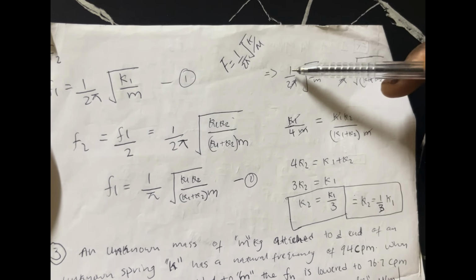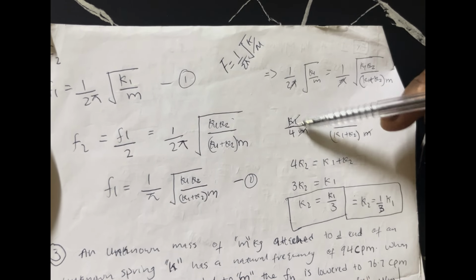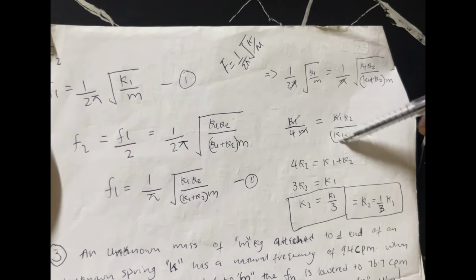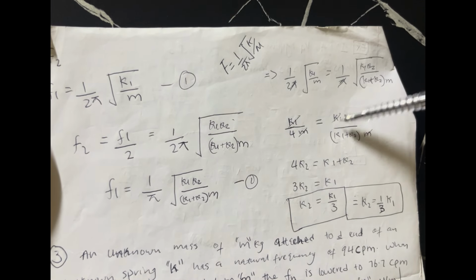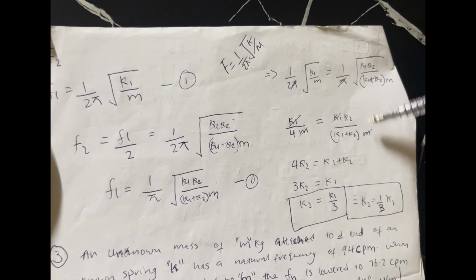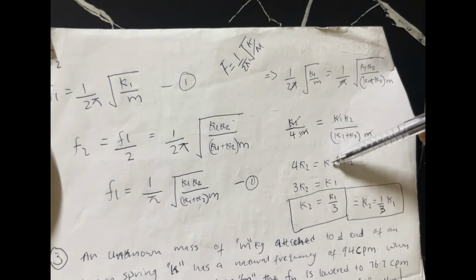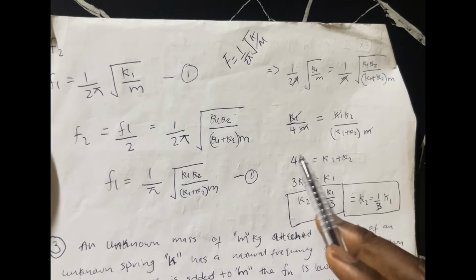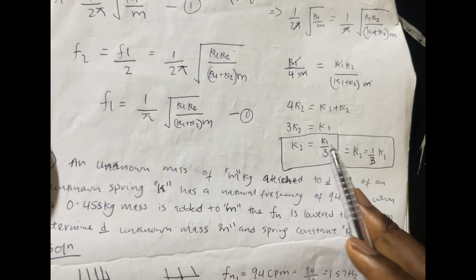The square root goes out. I have 1 over 4, because the square of 2 is 4. So 1 over 4 times K1 over M, then we have what we have in the square root. K1 takes out K1. We have 1 over 4 equals K2 over (K1 plus K2). Now, when we have this, we multiply by 4. We have 4K2 equals K1 plus K2. Upon analysis, we have 3K2 equals K1. So we can say, conversely, that K2 equals K1 over 3.